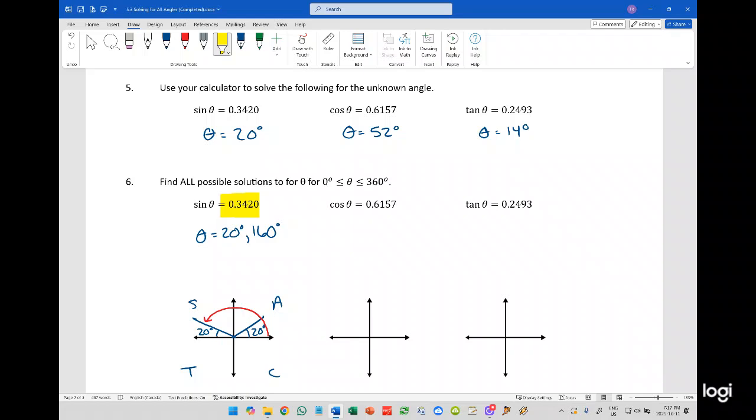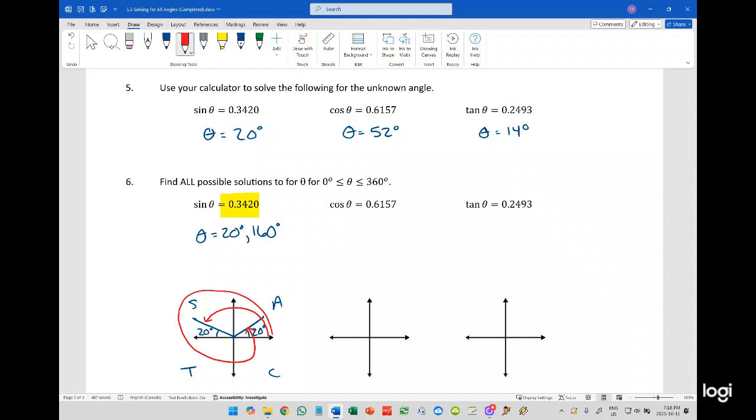In theory, there's an infinite number of thetas that will work, but I put a restriction on it. We're only looking between 0 and 360 degrees. If we went around the circle an entire time and then a bit more, that would be 380 degrees, and sine of 380 would also be 0.3420. So there's a whole bunch of angles that work, but there'll only ever be two between 0 and 360.